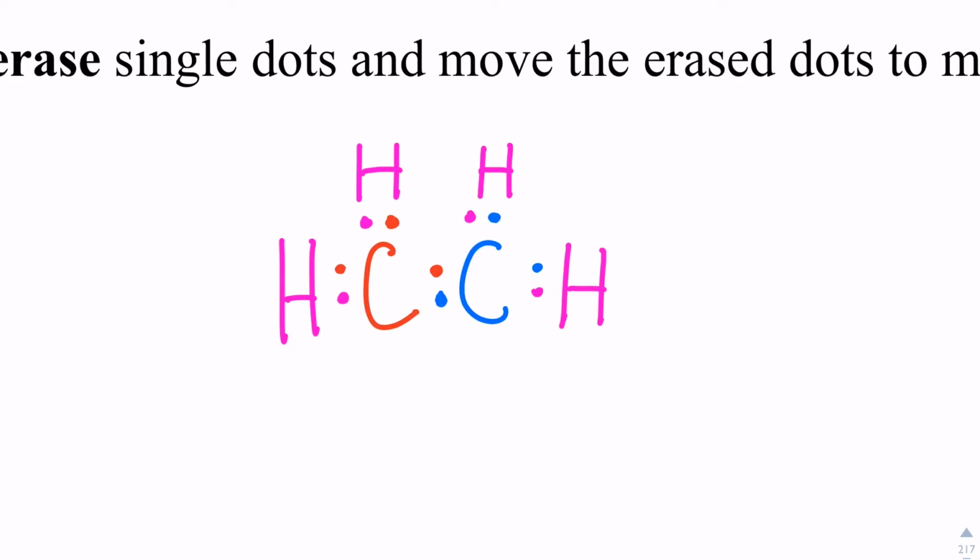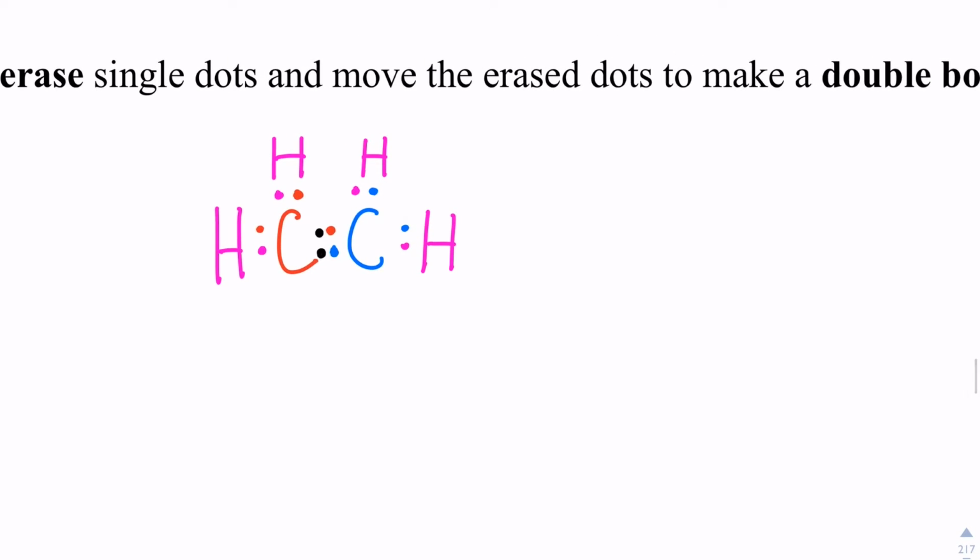And I'm going to put the new ones in black. And I'm going to move them into a double bond. And now all the octets are full. Each carbon has 8, each hydrogen has 2, and everything is good now. So we're going to make the line structure out of this.